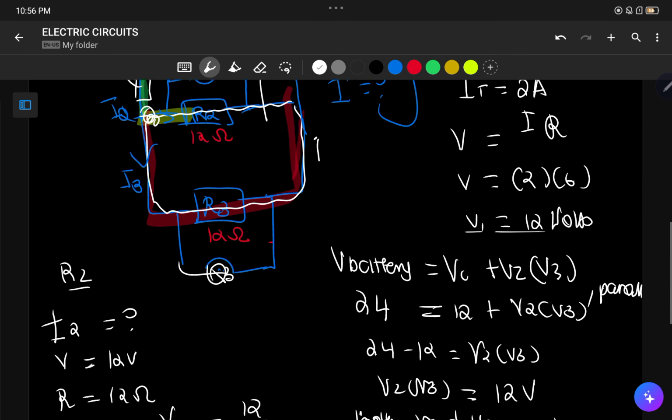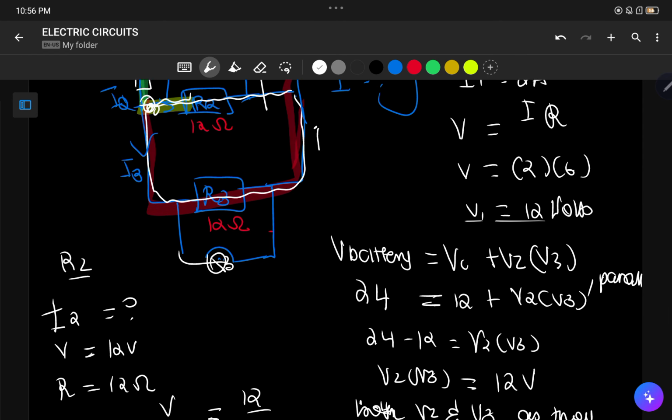That means the current that flowed through R2 is 1, and the total current is 2. For you to be able to get I3, I total is equal to I2 plus I3, and then I3 is the subject of the formula. You subtract I2 from the total current that you have, and then you'll be able to get I3.